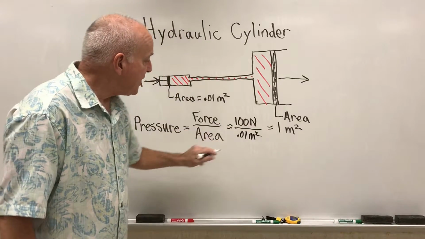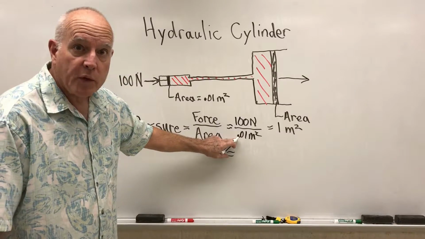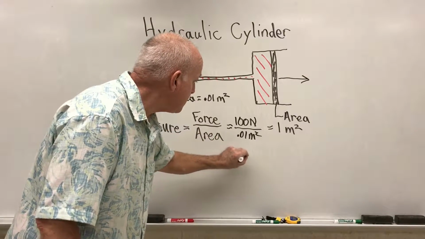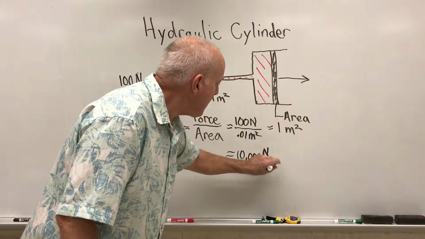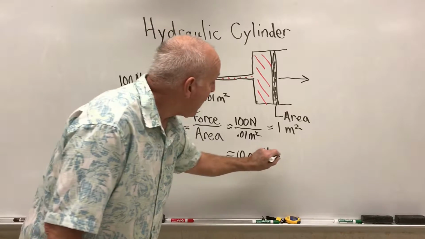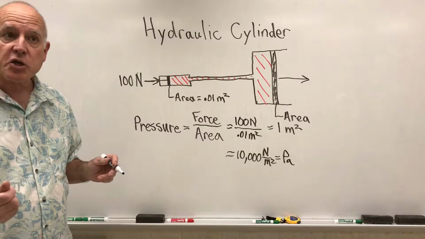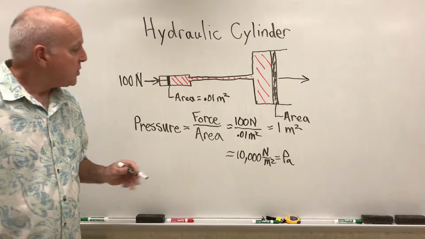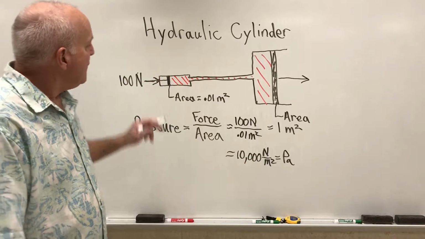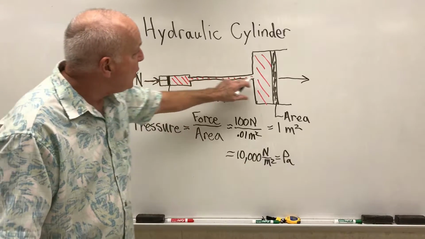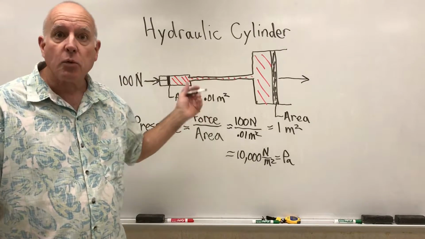All right, this is going to lead to 100 divided by 0.01, which is 10,000 newtons per meter squared. And a newton per meter squared is called a pascal. Pascal is the unit of pressure in the metric system. So when we see this 10,000 newton per meter squared, this pressure is exerted throughout the hydraulic system that is connected so that fluid can flow and pressure can equalize.